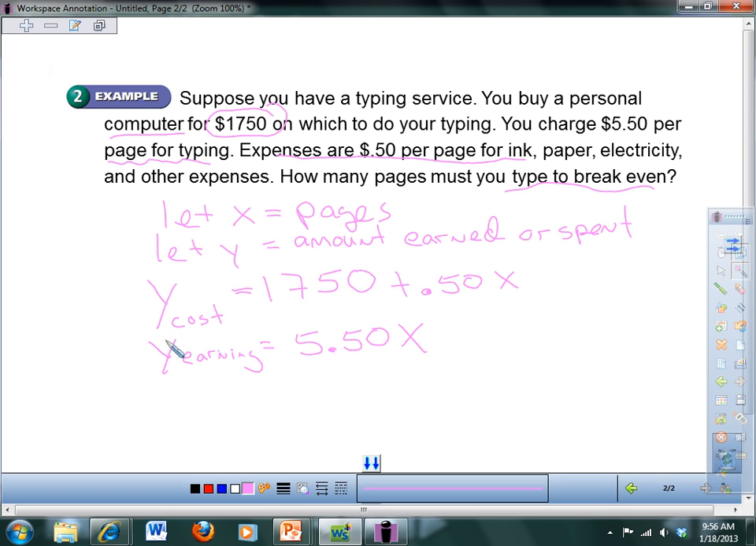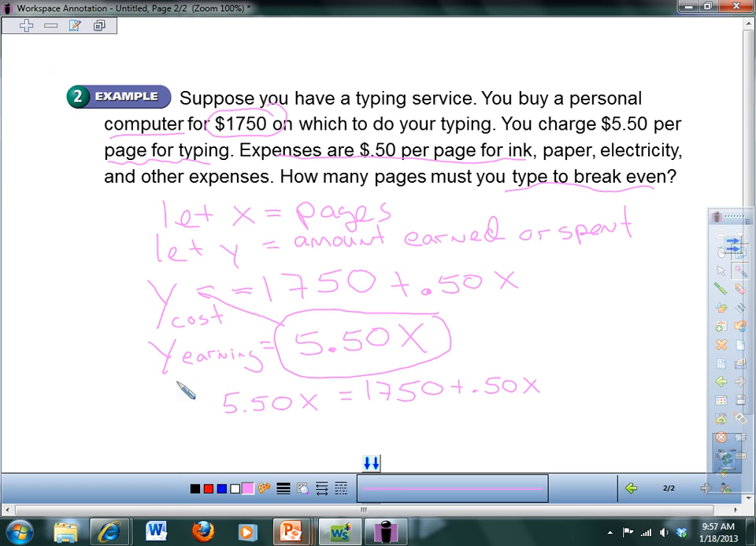So then what you want to do is you want to see when these two things are the same. So really what you're doing when you do a break-even problem, you're doing a substitution. I'm going to substitute this y in for this y. Because what I'm trying to figure out is when your earnings is equal to the cost. So you're going to go 5.50x equals 1750 plus 0.50x. Okay? And you just solve that. Who can tell me my first step in solving this? What's my first step?